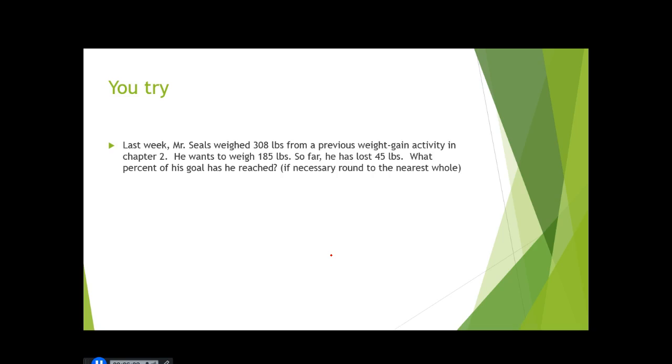Mr. Seals weighed 308 pounds from previous weight gain activity in Chapter 2. He wants to weigh 185 pounds. So far, he's lost 45. What percent of his goal has he reached? If necessary, round to the nearest whole.